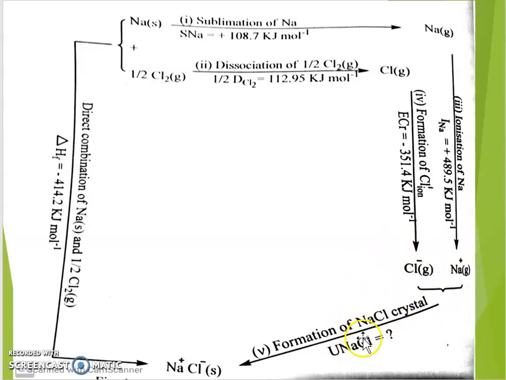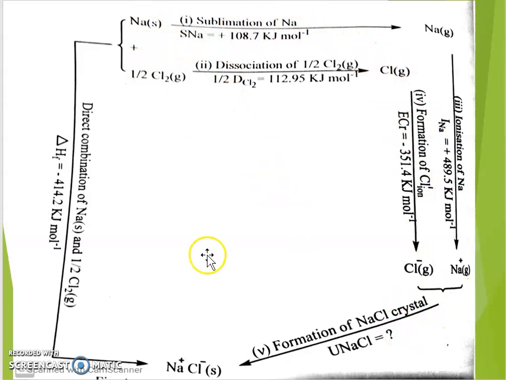Now the last step, that is formation of sodium chloride, or formation of ionic bond. So simple electrostatic attraction between this Cl negative and this Na positive forms the NaCl solid molecule. In this step the energy released is called lattice energy, and the whole cycle is called the Born-Haber cycle for the formation of an ionic solid. Here we just take the example of sodium chloride. So simply we can say Born-Haber cycle for the formation of sodium chloride.